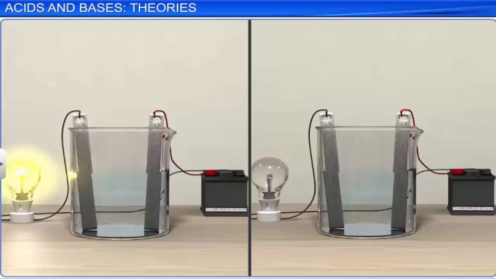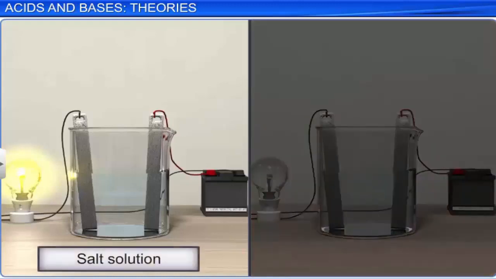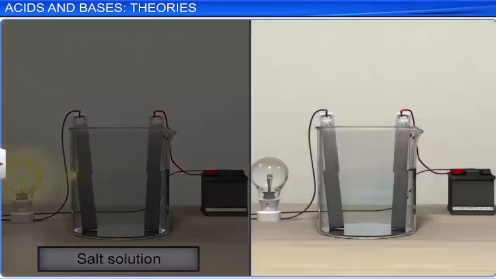In this image, one beaker contains aqueous sodium chloride solution and the other contains aqueous sugar solution. How will you identify which beaker contains the salt solution and which contains the sugar solution? Obviously, the beaker indicated by the glowing bulb contains the salt solution, and the other beaker, where the bulb is not glowing, contains the sugar solution.